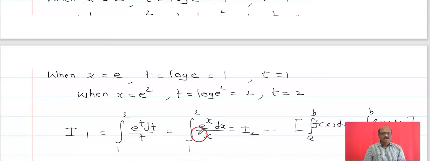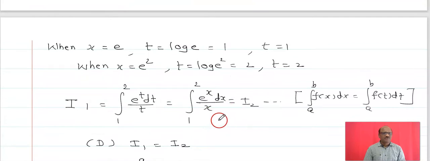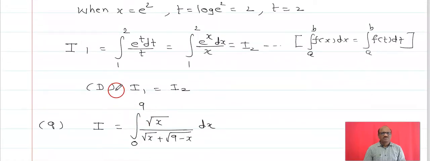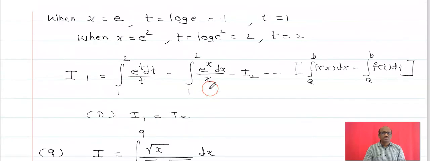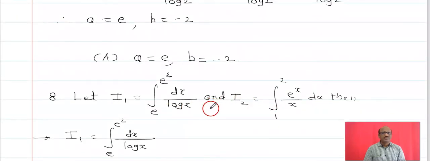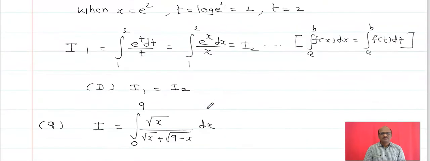And that is nothing but change in the variable property ते आपण apply करणार. Integral a to b f of x dx is equal to integral a to b f of t dt. म्हणजेच हे आपल्याला काय मिळालं तर I2 मिळाला. That is, which option is the correct one? That is option D is the correct one. I1 is equal to I2. म्हणजेच हे दोन्ही इंटिग्रल्स काय तर इनडायरेक्टली तर ते सेम आहे.